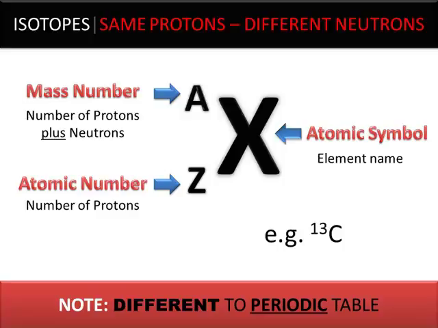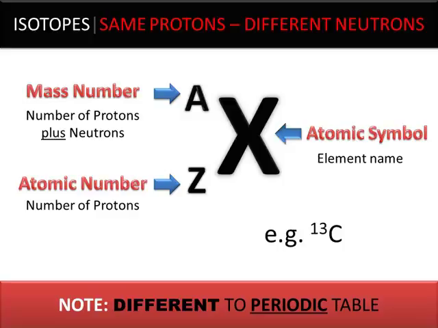For example, carbon-13, which is a minor isotope of carbon, has an atomic number of 6. This isn't shown here. It's quite common not to see the atomic number, the Z number, because all atoms of a particular element have the same number of protons. In this case, carbon has 6 protons. So we can take the mass number of 13 minus 6 for the number of protons. That leaves us with 7. So carbon-13 has 7 neutrons. This is different to the most common isotope of carbon, which is carbon-12, which only has 6 neutrons.